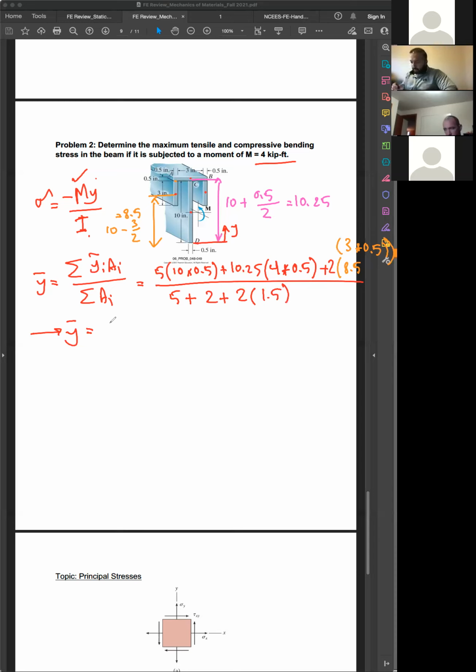It is 7.1 inches. All right, this is the centroid. So let's just draw the centroid one more time. So that is what we are dealing with.